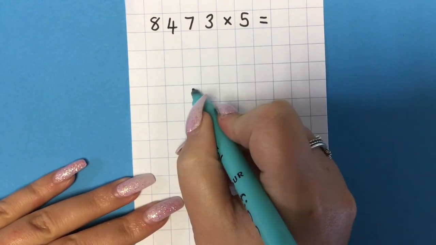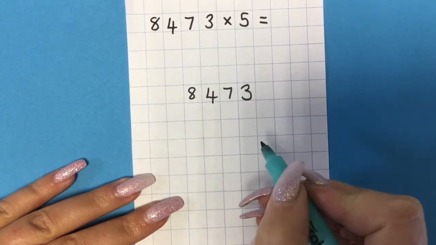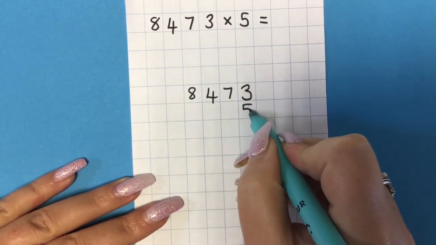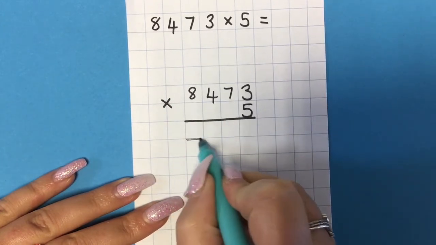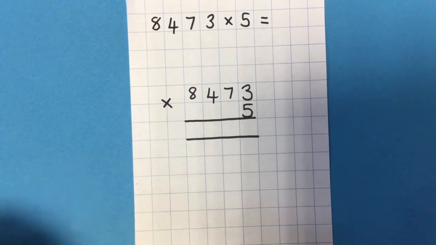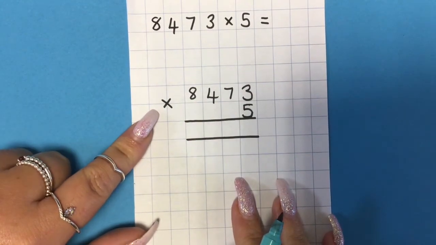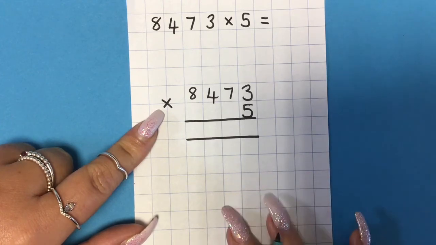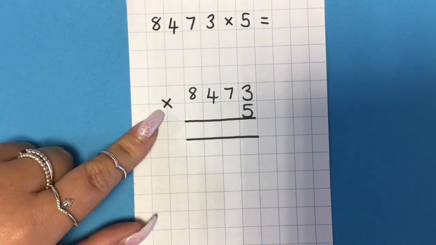So we would put the biggest number on the top, which is the 8,473, and the smallest number on the bottom lined up with the unit. So 5 is a unit or a 1, so we would put that on the bottom underneath the units. Setting it out like this and having the symbol here means that you are remembering that you have to multiply. That's always good to do, especially when you are in a test and it's timed. It just makes sure that you don't forget that that is what you are doing.